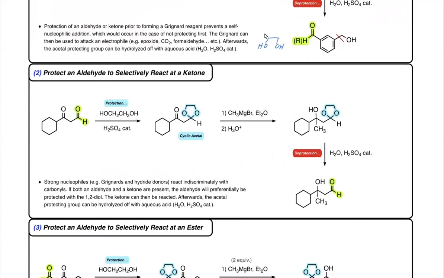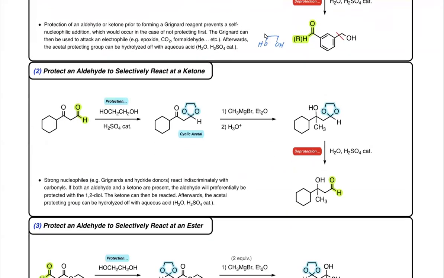All right. Scenario number 2. Let's say that the objective in a synthesis is to preserve the aldehyde in the net result, but react selectively at the ketone. That would be an instance where we'd also need to use a protecting group. Notice how here we formed a new carbon-carbon bond, and that would indicate that a Grignard reagent was utilized. If I just threw in the Grignard reagent prior to protection, that Grignard reagent probably would attack the aldehyde with more frequency, given that it's more reactive, but it could also react with the ketone. It would kind of indiscriminately attack both.